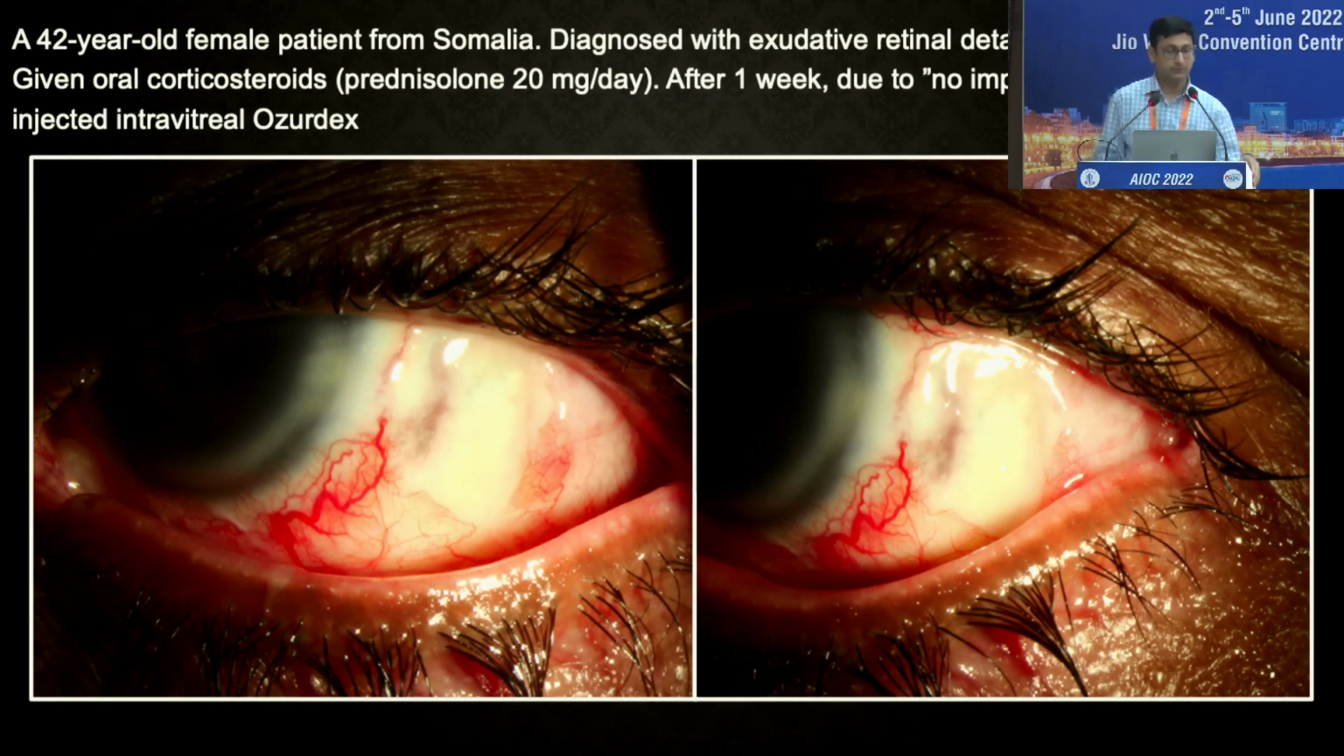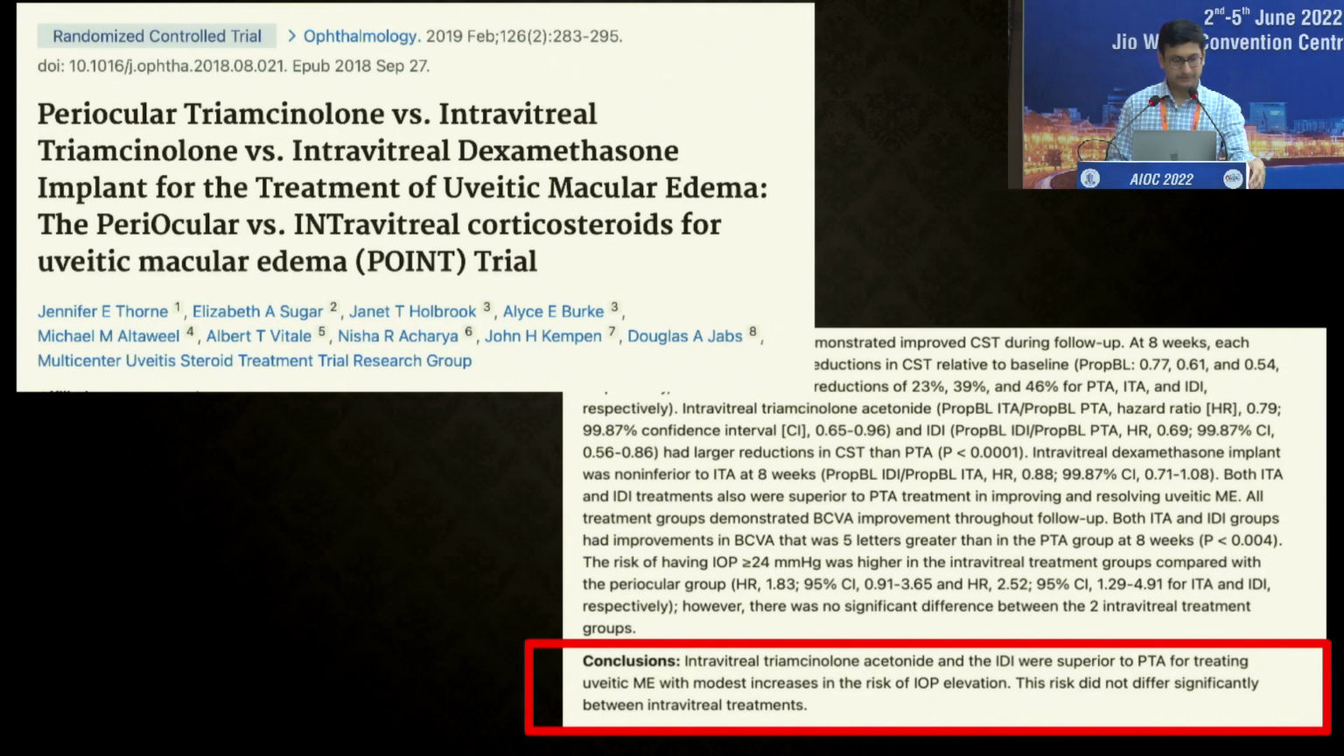This is one Somalian patient who came to me just 2 weeks ago, and she was diagnosed with scleritis and exudative retinal detachment. She was given corticosteroids. Because there was no improvement, someone injected Ozurdex, and now there's a scleral melt in the area of scleritis, and this patient actually had a Pseudomonas aeruginosa endophthalmitis. So if you're not sure, there can be catastrophic complications with Ozurdex.